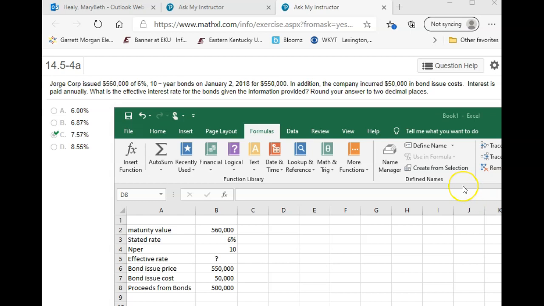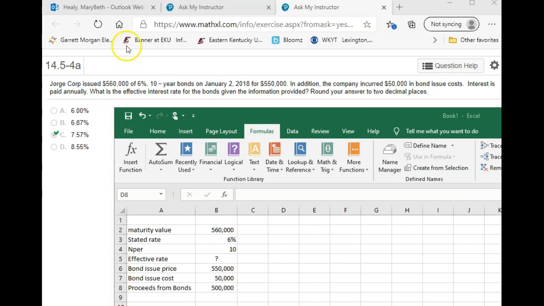In this short video, we're going to take a look at a quiz question where we've been asked to find an effective interest rate for bonds that were issued. We are given the bond issue price and the bond issue costs. So we're going to take this information, plug it into Excel, and use either Excel or a financial calculator to determine the effective interest rate.